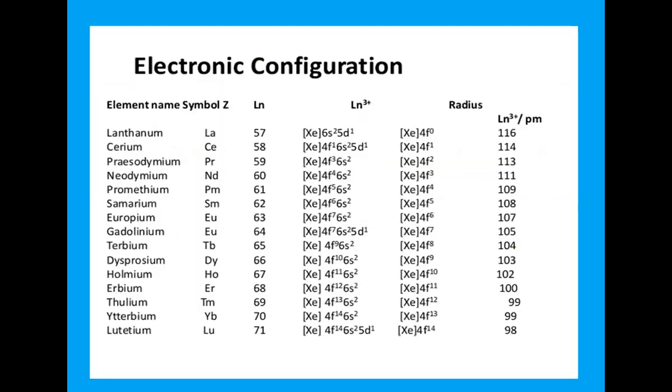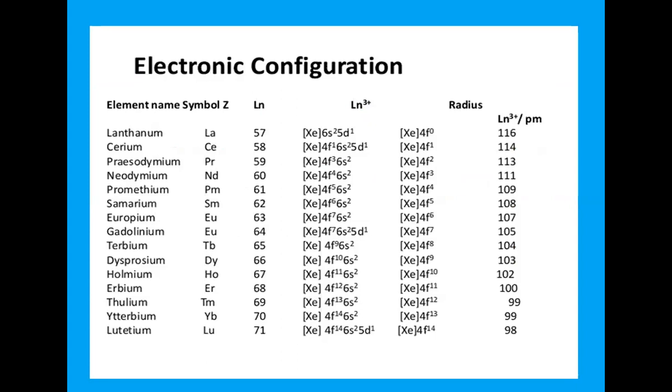So the elements with their electronic configuration in their respective atomic state as well as in their +3 oxidation state, because in a lanthanide the +3 oxidation state is more stable, from lanthanum to lutetium, with atomic number 57 to 71. So carefully observe their respective electronic configuration as well as their atomic size.